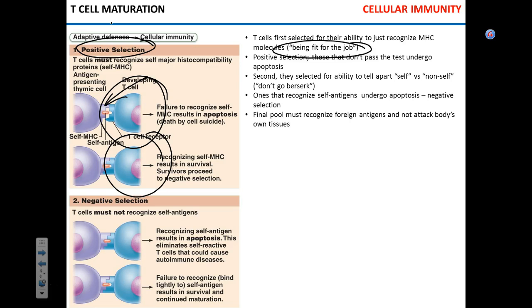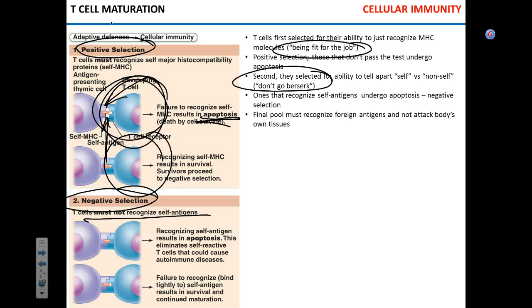All cells that can't, like this cell here, this cell cannot recognize MHC, that leads to apoptosis. And then, during negative selection, T cells that recognize self-antigens go into apoptosis. Does that make sense? So that's, call it, don't go berserk. Here's what happens. If positive selection fails, you have a bunch of T cells that are totally dysfunctional. Makes sense, right? They just can't be presented with antigens. They're useless. If negative selection fails, you have a bunch of T cells that will recognize their own tissues and will attack them.